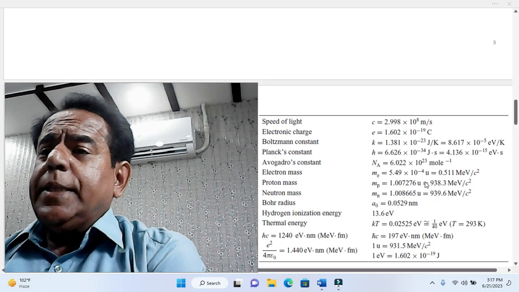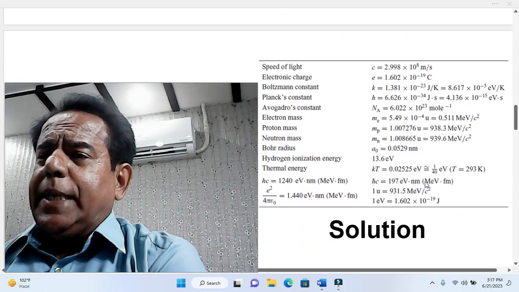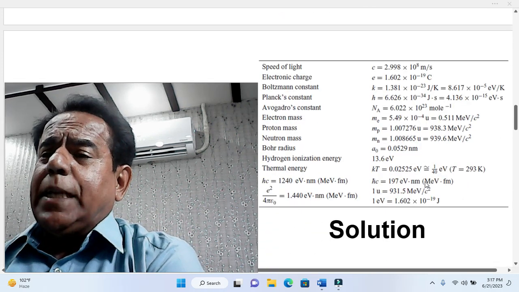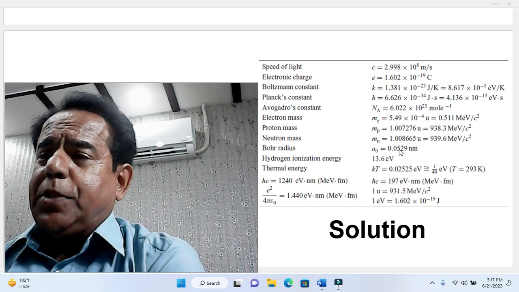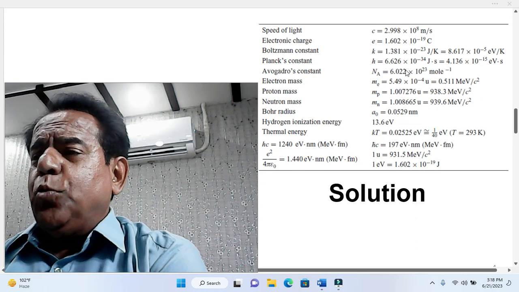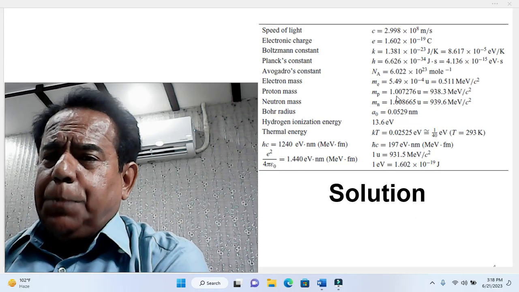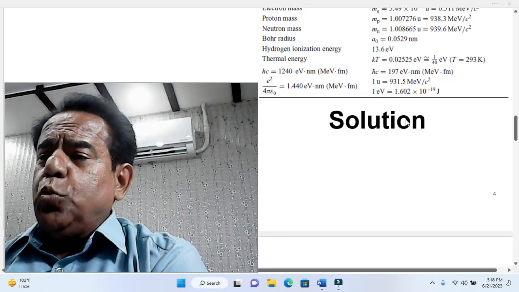Next, in helping tool number 3, a table has been included. This table has been included so many times in our previous problems and previous videos. Due to this reason, for the time being we skip the details of this table. Now we come to the solution.